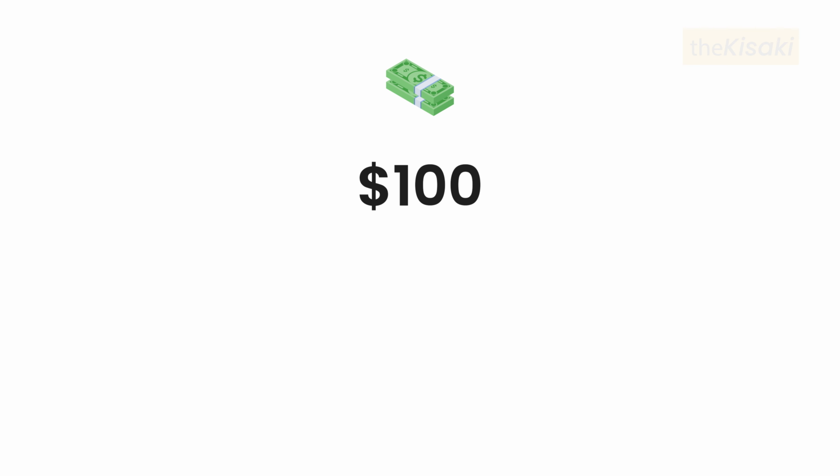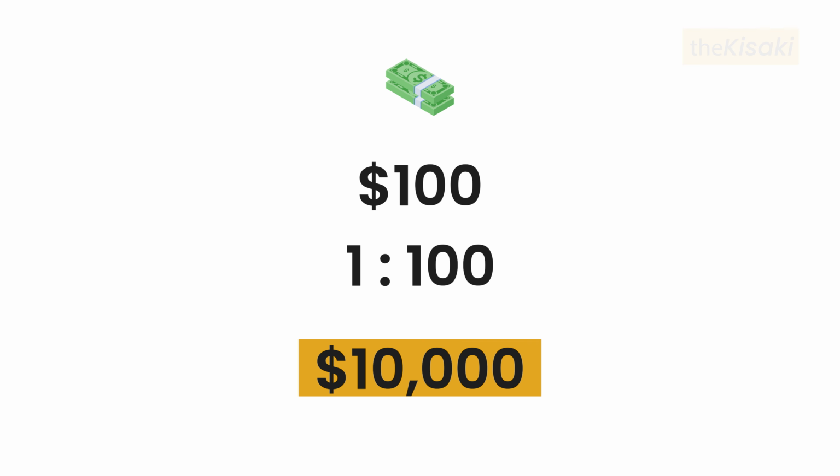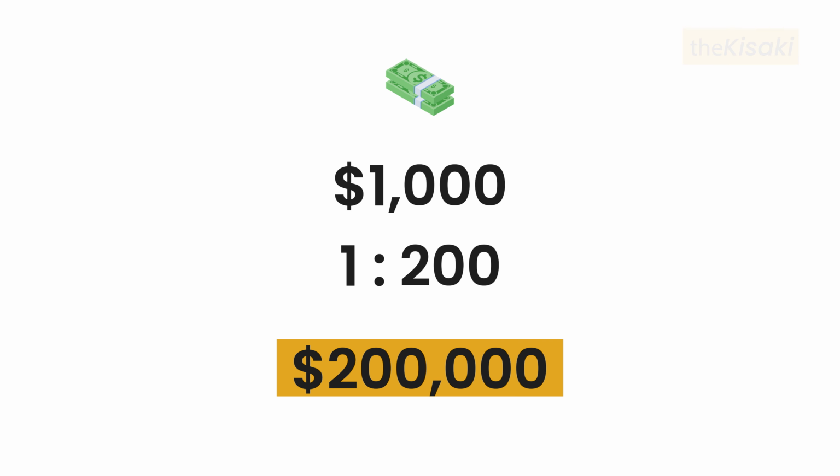If you imagine that we do have $100 in our trading account, and we have configured 1 to 100 as our leverage in the trading account, our buying power will be 100 into 100, which means our buying power will be $10,000. When there's more balance in the trading account and when the leverage is higher, we are able to purchase assets worth higher amounts. Likewise, if you have $1,000 and if you have configured the leverage of the trading account as 1 to 200, the buying power of the trading account will be $200,000.